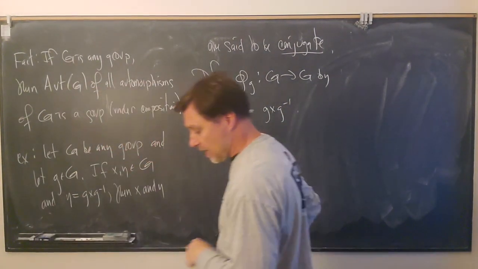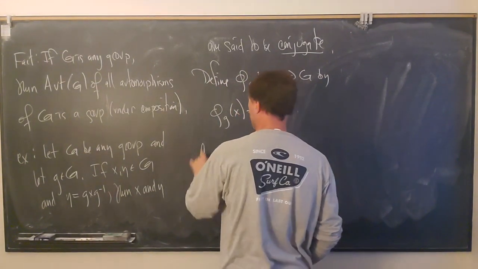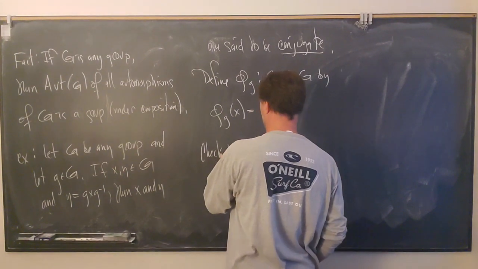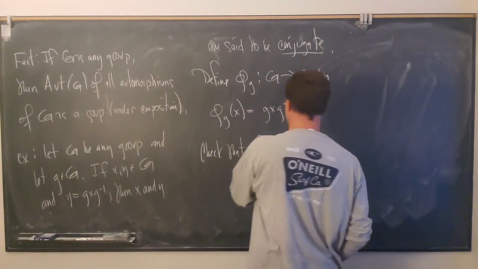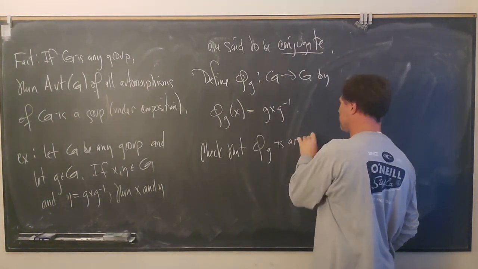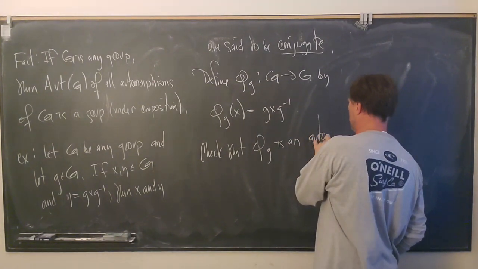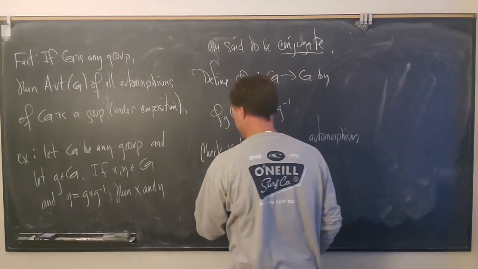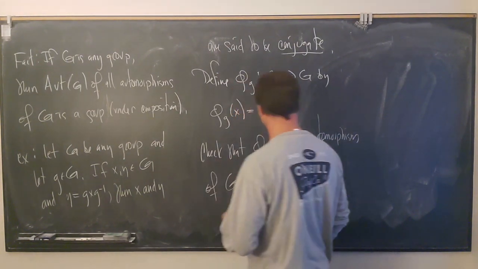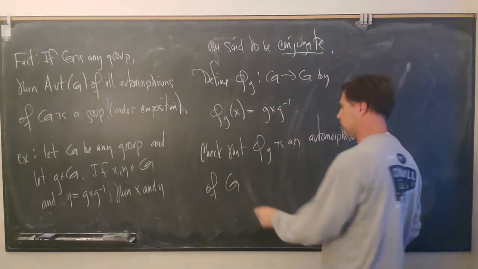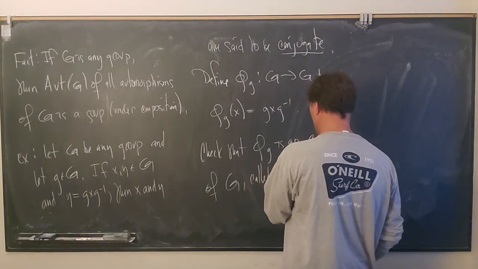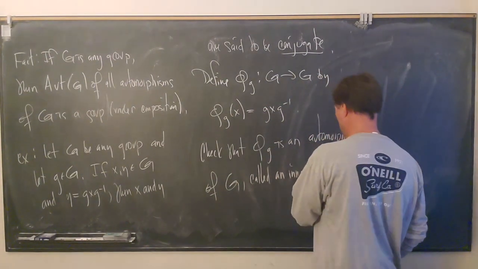Now, it turns out, so I'll just say check, that phi sub g is an automorphism of capital G, and it's an important one. It's called an inner automorphism.